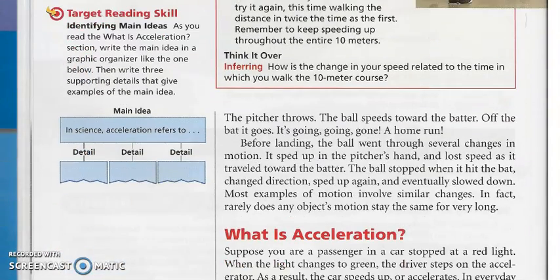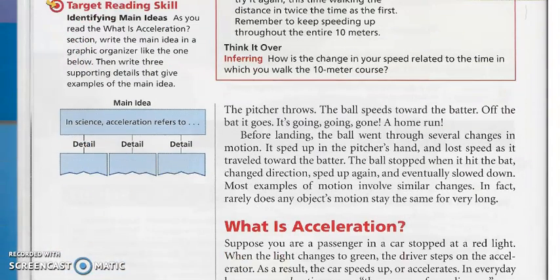Let's get started. The pitcher throws the ball speeding towards the batter. Off the bat it goes. It's going, gone. A home run. Before landing, the ball went through several changes of motion.